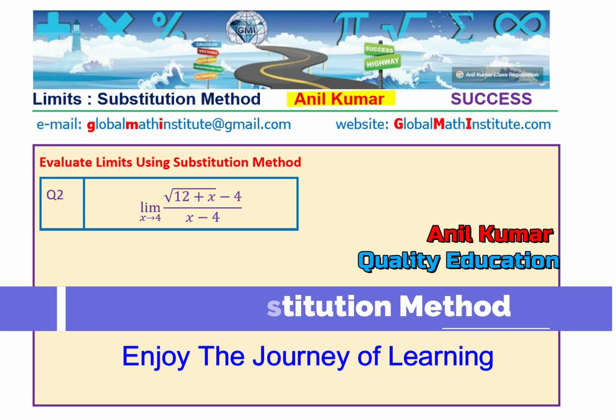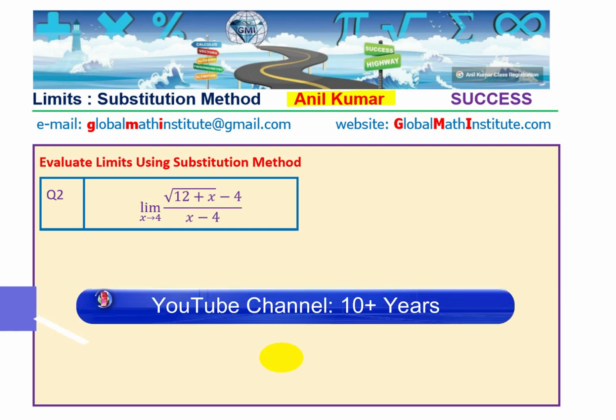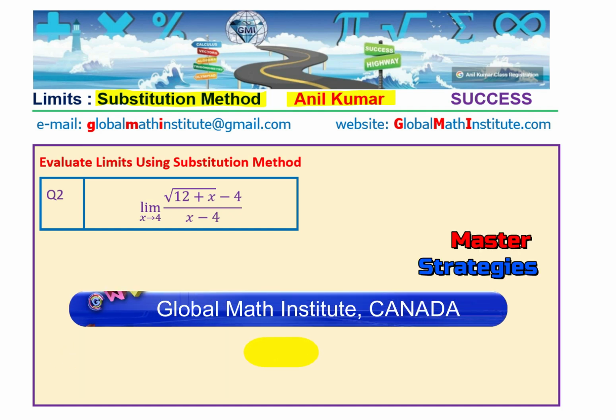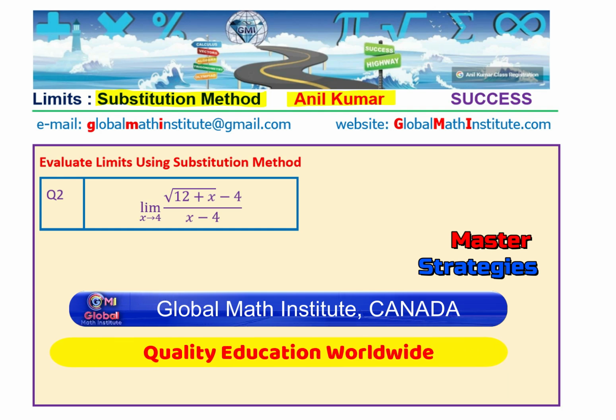In this video, we will understand a very important technique of finding limits. It is the substitution method. The question here is evaluate limits using substitution method. Question 2: limit when x approaches 4 for square root of 12 plus x minus 4 over x minus 4.